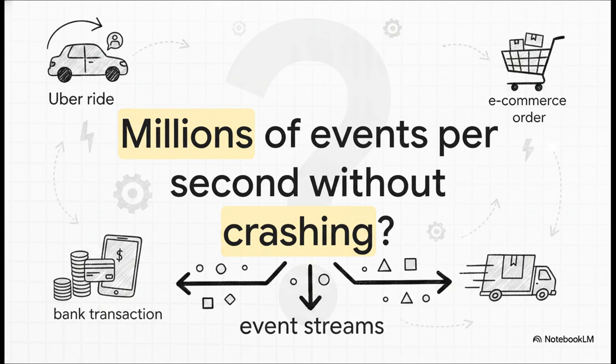Because nowadays, when we interact with the digital world, we absolutely expect instantaneous responses. We want our ride status updated by the second, and we want our bank balance to be perfectly accurate the very millisecond we swipe our card. Kafka is the underlying machinery that actually makes all of that possible.